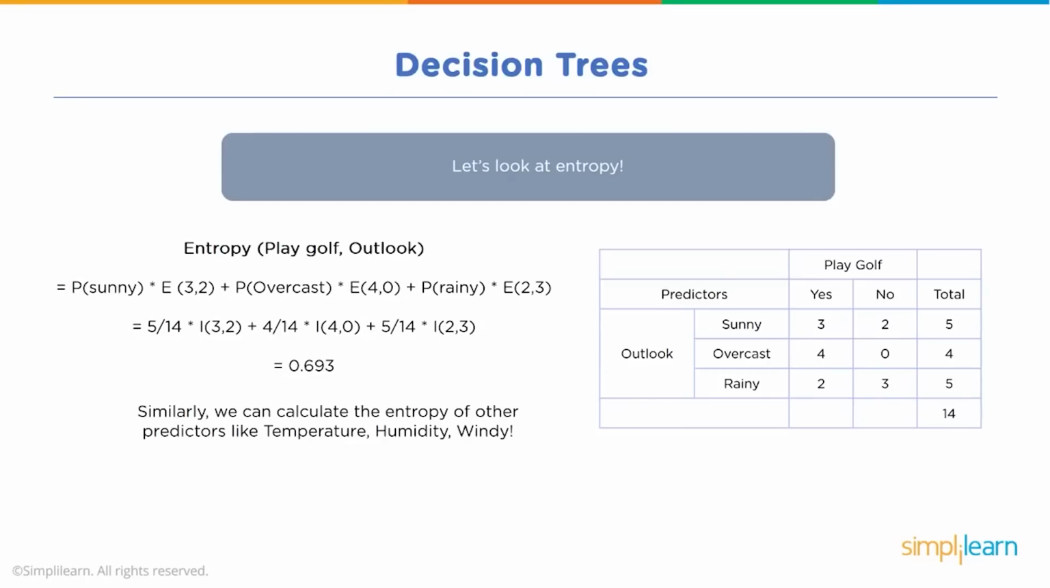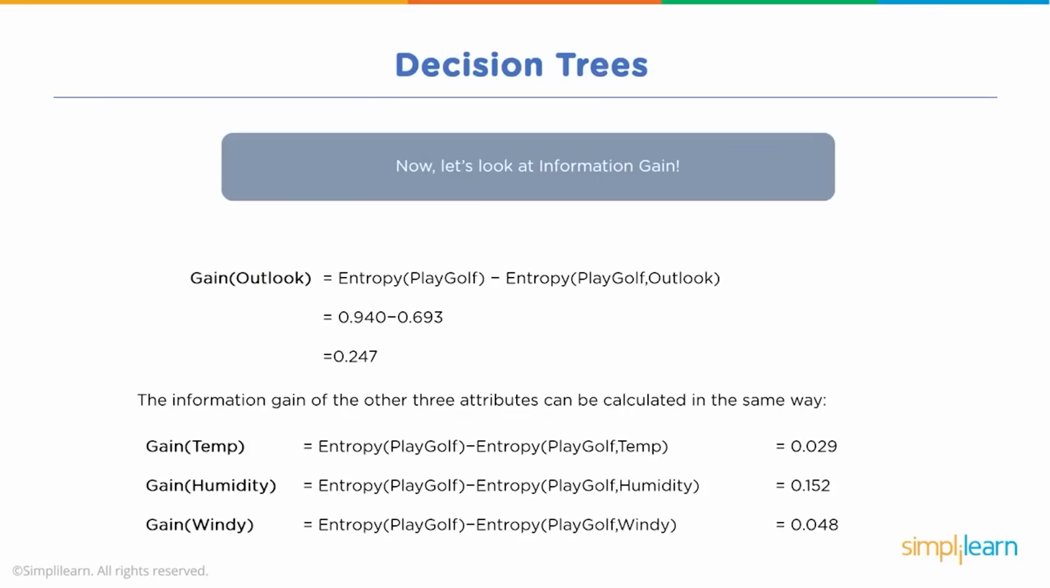And so we can now compute the entropy of just the part that has to do with the forecast, and we get 0.693. Similarly, we can calculate the entropy of other predictors like temperature, humidity, and wind. And so we look at the gain outlook. How much are we going to gain from this? Entropy play golf minus entropy play golf outlook. We can take the original 0.94 for the whole set minus the entropy of just the outlook, and we end up with a gain of 0.247. So this is our information gain.